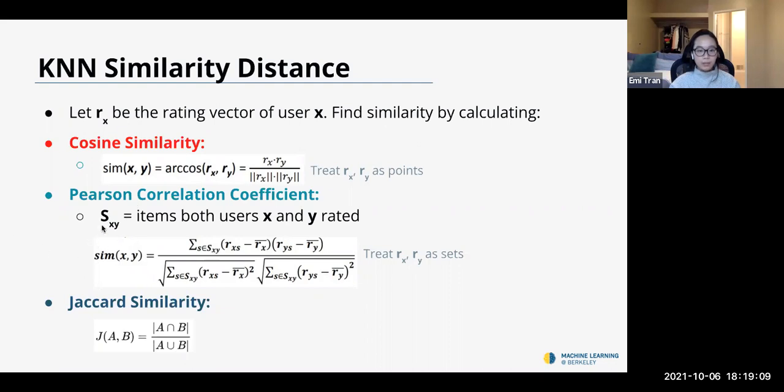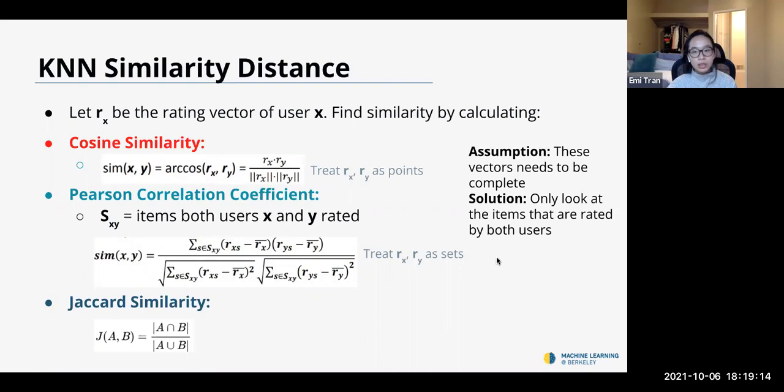And also same with Pearson. But the only problem that we're faced with is that, now we are looking at, for example, an unknown, an incomplete rating vector of a user, like U_X or a new user.